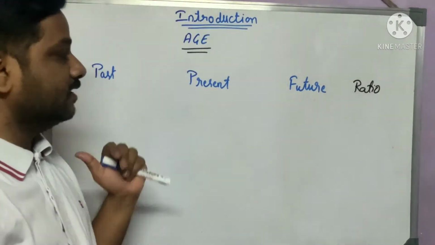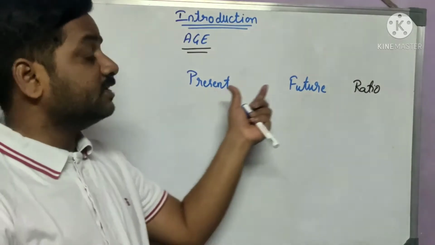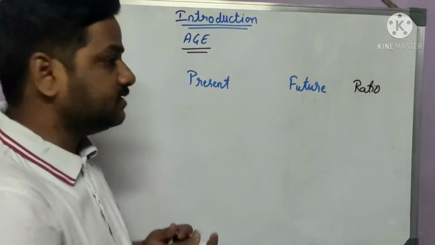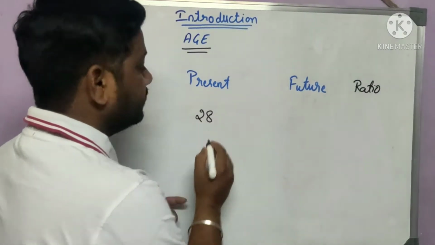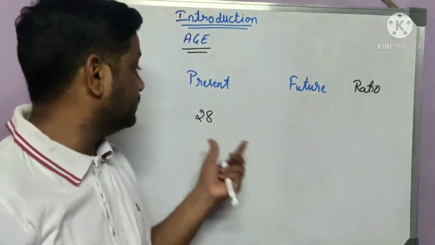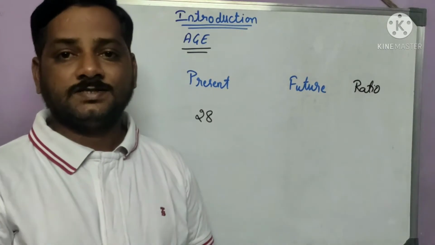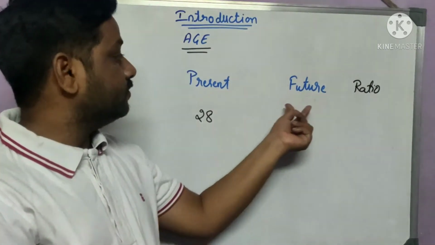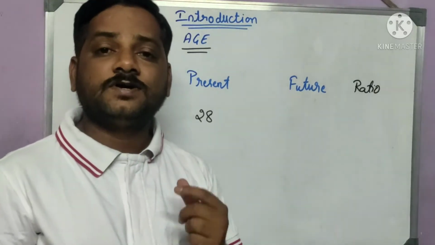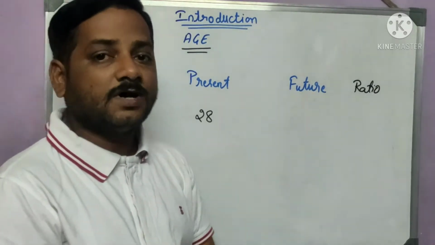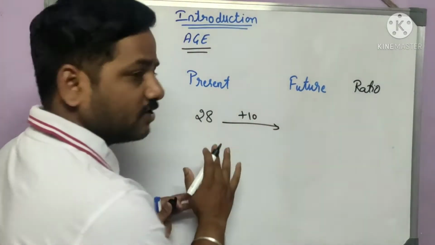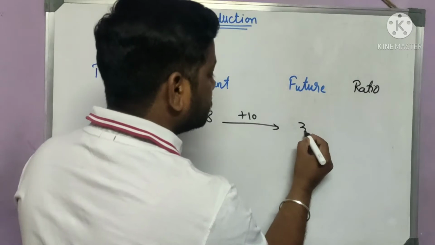So for example, here I have taken past, present and future. Say right now my age is 28, in the present I am 28 years old. After 10 years, what may be the age of a person? That is nothing but after. When we use the word after, that is nothing but the future. So after 10 years means we can say plus 10. These are the basic concepts. So definitely it will be 38.